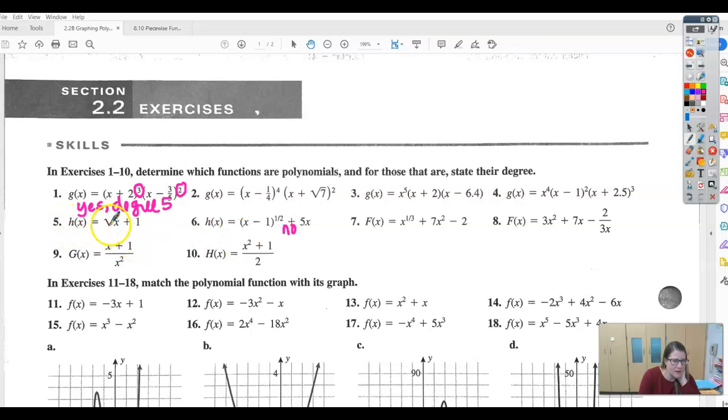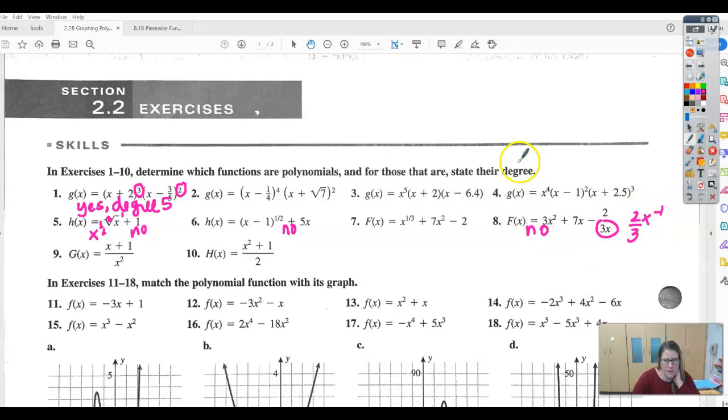Number 5, our x is under a square root, and if you remember, that is the same as x to the 1/2 power, right? It's the second root in the first power, so I can write it as x to the 1/2, so that would also not be a polynomial. On number 8, x is on the bottom of a fraction, and if you remember, when you have x on the bottom, another way to write that would be x to the negative first power. So again, not a polynomial.